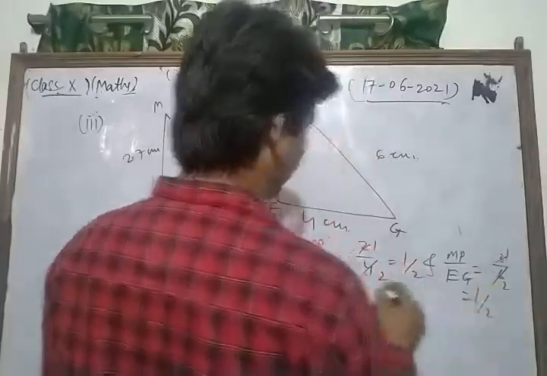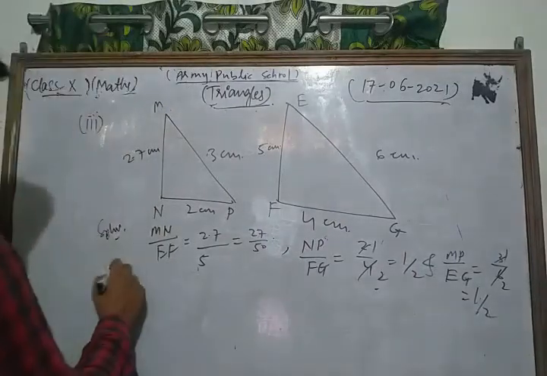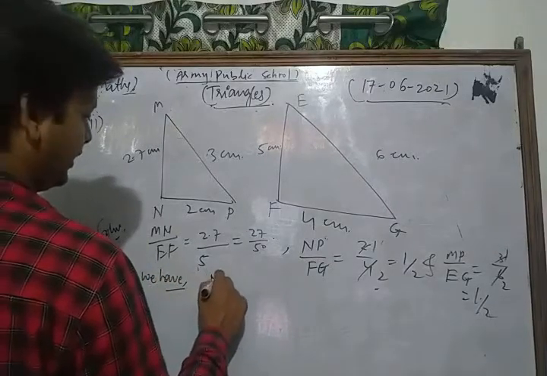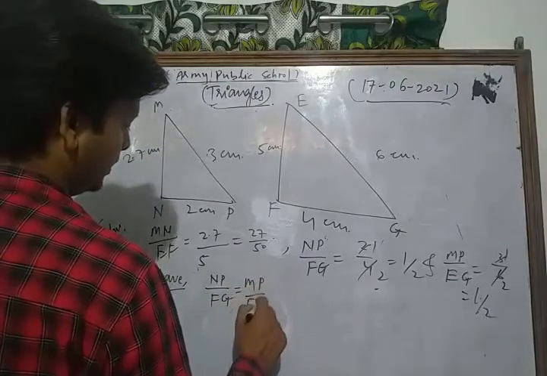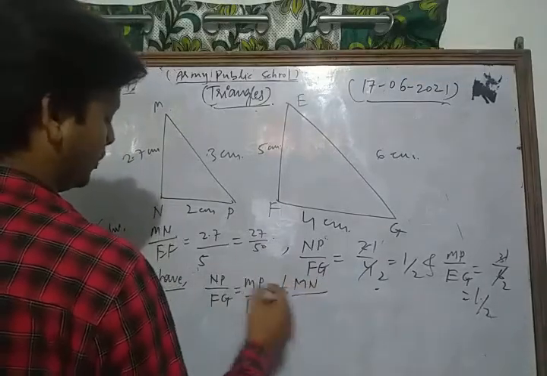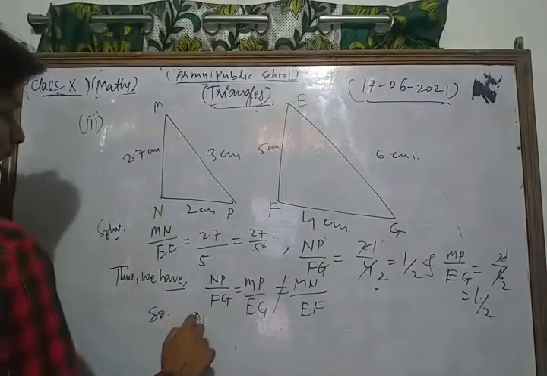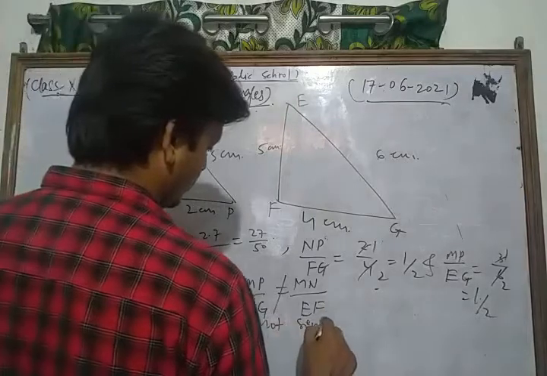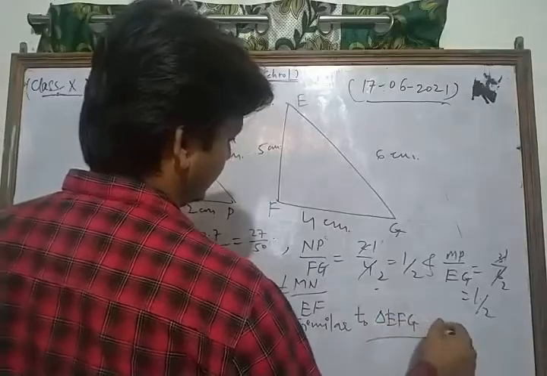So 1 upon 2. So these are equal, but MN upon EF is not equal to them. Thus we have NP upon FG is equal to MP upon EG, because both are equal to 1 by 2, but it is not equal to MN upon EF. So triangle MNP is not similar to triangle EFG. This is your answer.